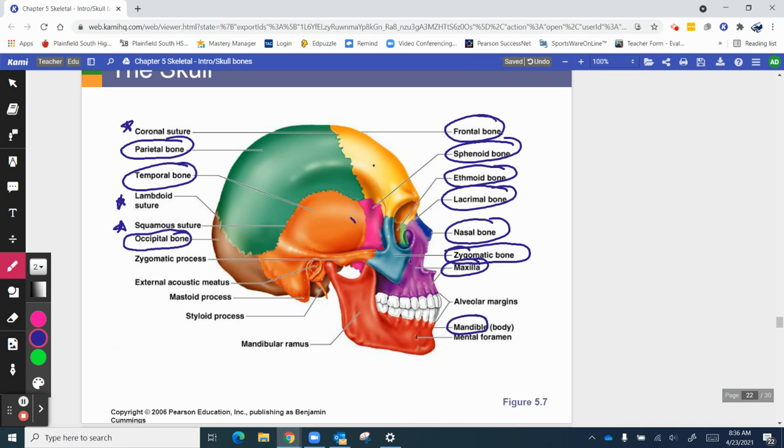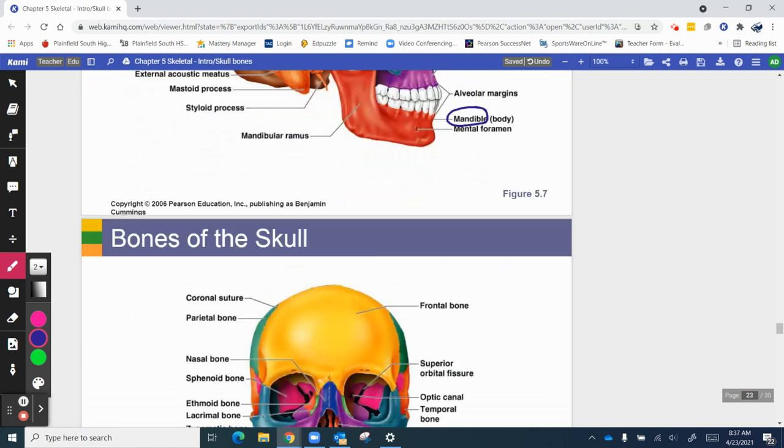All right, but those are those basic sutures that we see in adults. They're closed, which is another forensic thing we can take a look at. If those are open when we find a body, then we know that we have a younger individual. If they're closed, we know that we have an adult.